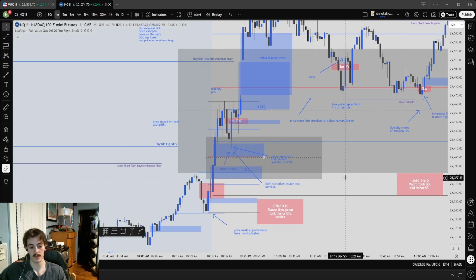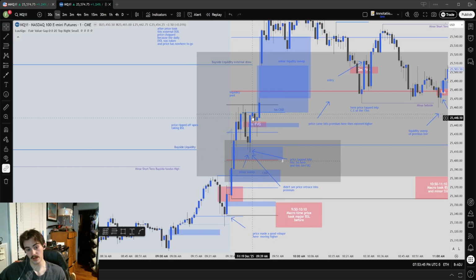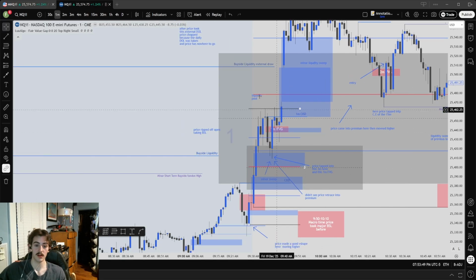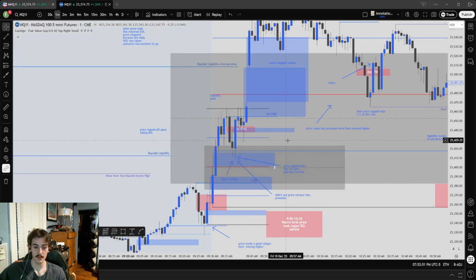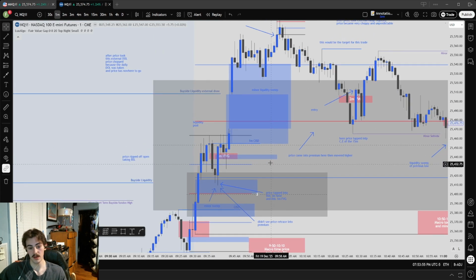It's a 3 minute. I would have liked to have seen this retracement go into premium of this dealing range here, marking this from this low to the high here, to that wick right there. But it didn't. But I took it anyway. It was very probable, targeting this external draw. I've seen stuff like this. I'm backtesting, and that's why I took this.